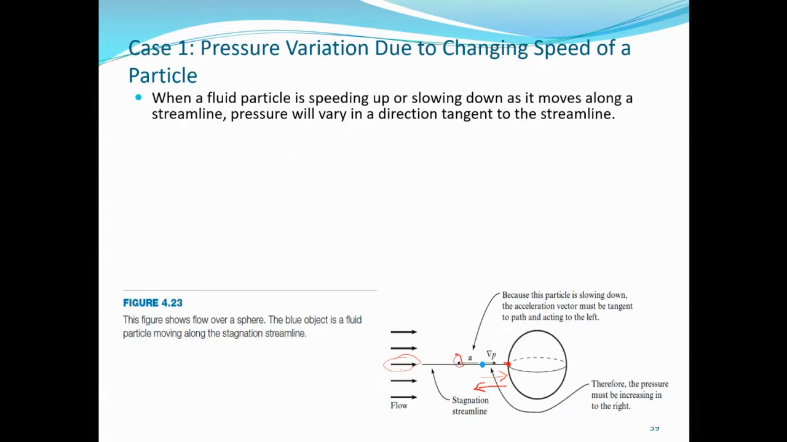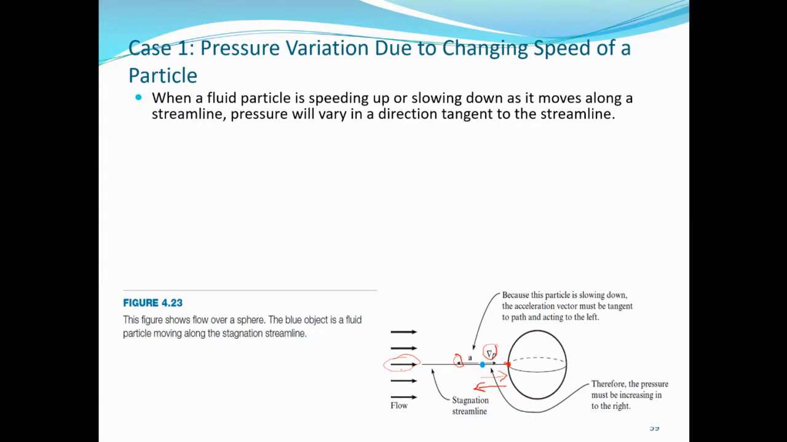Okay, so if this is the direction of the acceleration, then the direction of the pressure field or the gradient of the pressure will be in the opposite. Therefore, in this case, the pressure must be increasing to the right. So the pressure will be increasing. While if it is accelerating, then the pressure will be reducing. Okay, we are going to look at that case also. So this is along a rectilinear streamline.